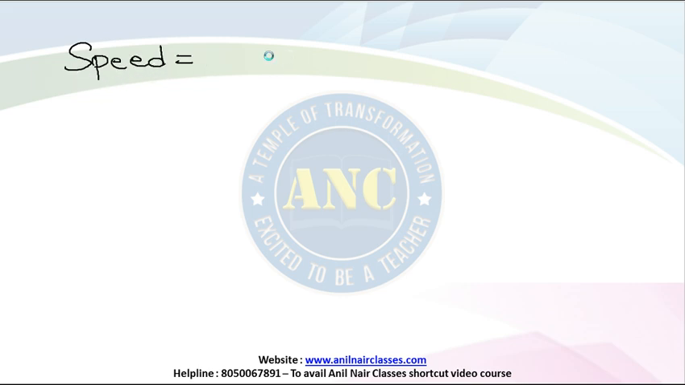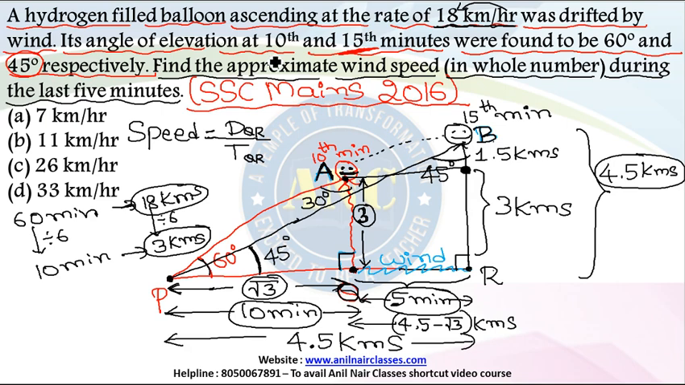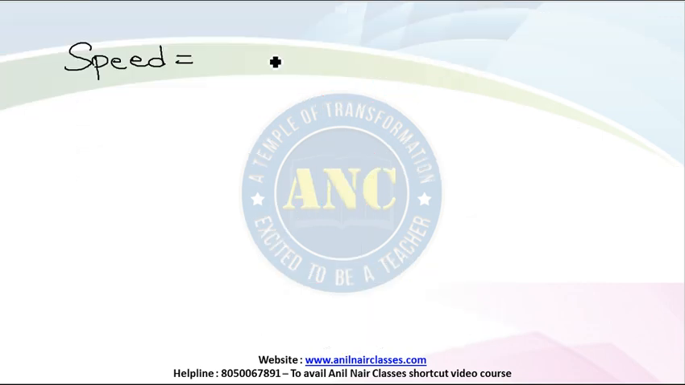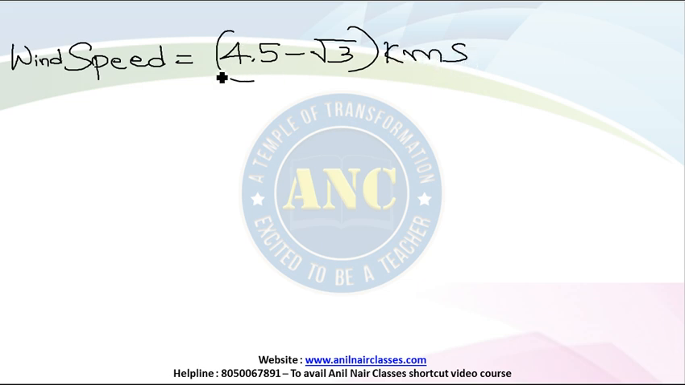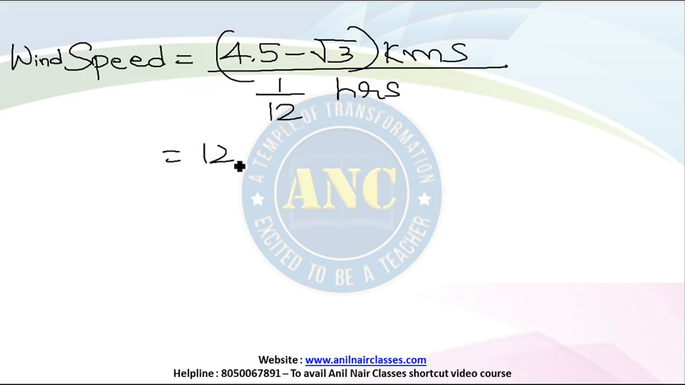And it is not difficult, like the way I explained it to you in detail, taking so much time. It's very easy. You can solve it so fast if you have understood all my previous questions. Let us solve this question anyway right now. We are calculating the wind speed in the last 5 minutes. Distance traveled is 4.5 minus root 3 kilometers divided by time taken, which is nothing but 5 minutes. 5 by 60 is 1 by 12 hours. So this will become 12 times of 4.5 minus root 3 kilometers per hour.